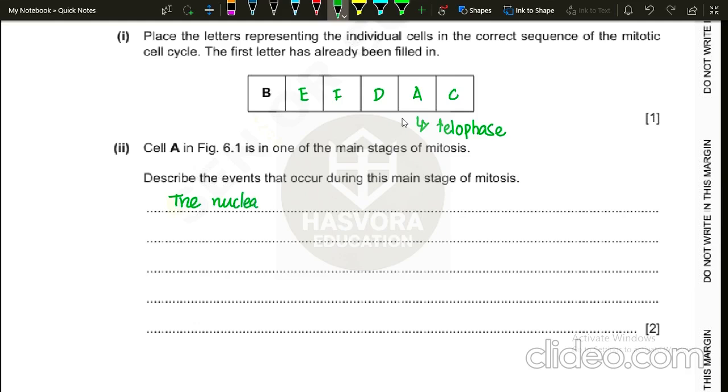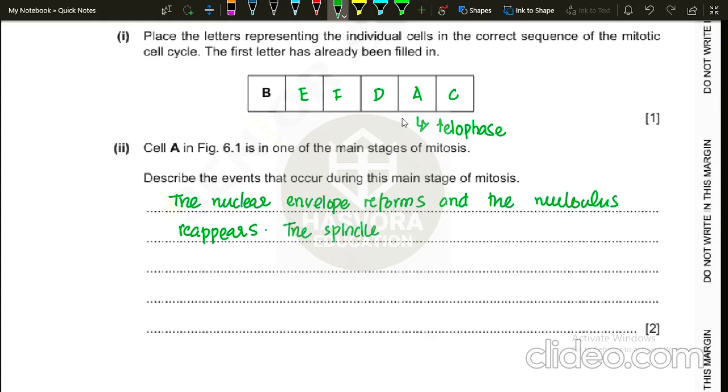So the nuclear envelope reforms, and the nucleus reappears, or you can say reforms. You can also write the spindle fibers break or disintegrate. Okay, so this will be your answer.